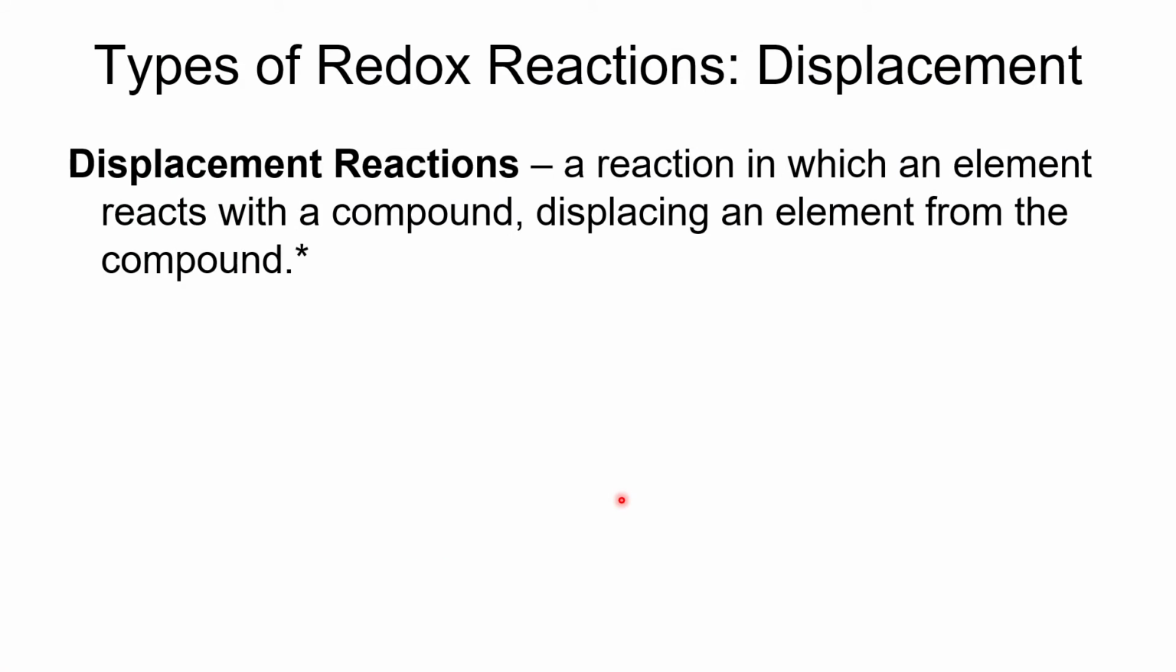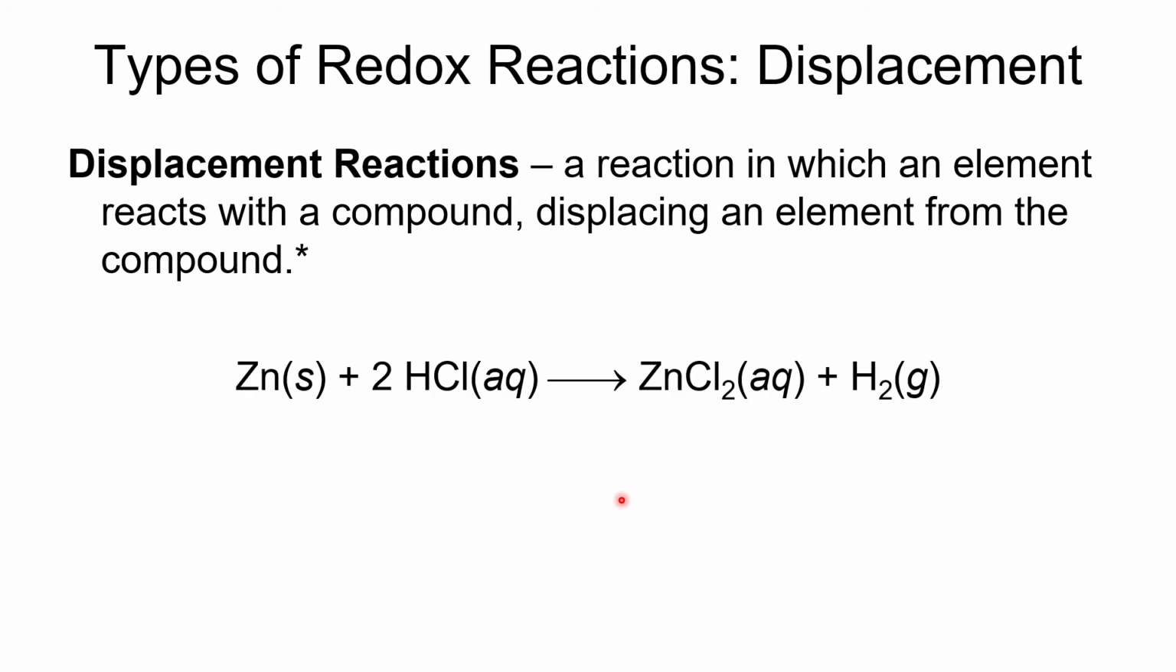All right. So displacement reactions. Displacement reactions, that's where an element reacts with a compound and that element displaces another element in the compound. So here is an example of this. If you take zinc and put it into hydrochloric acid, you will find that you'll form zinc chloride plus hydrogen gas. You'll see in this reaction, zinc is getting oxidized and hydrogen is getting reduced.